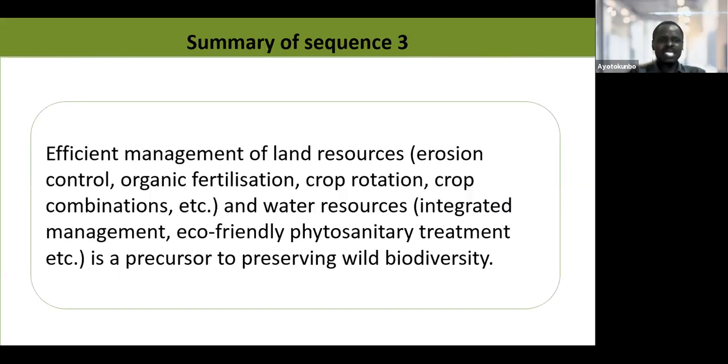And we summarize that efficient management of land resources, erosion control, organic fertilization, crop rotation, crop combination, etc., and water resources, which has to do with integrated management, and eco-friendly phytosanitary treatment, is a precursor to preserving wild biodiversity. So these are the precautions to preserving wild biodiversity.